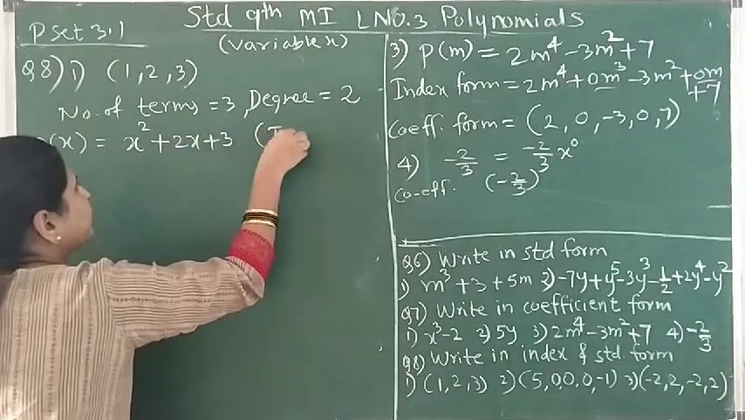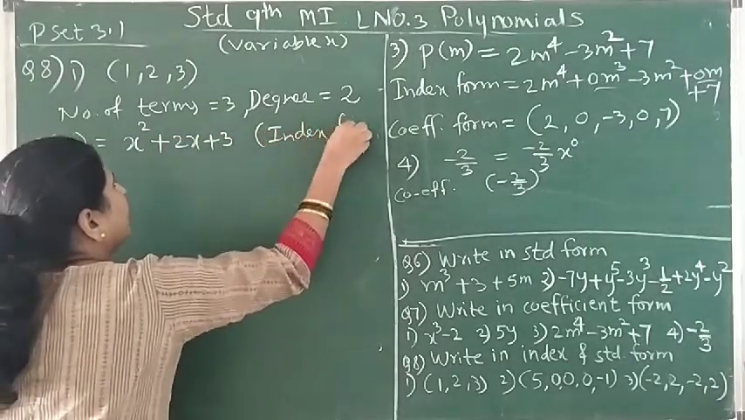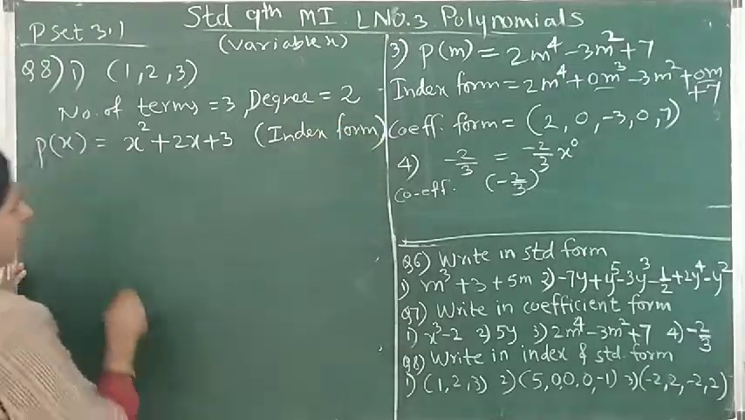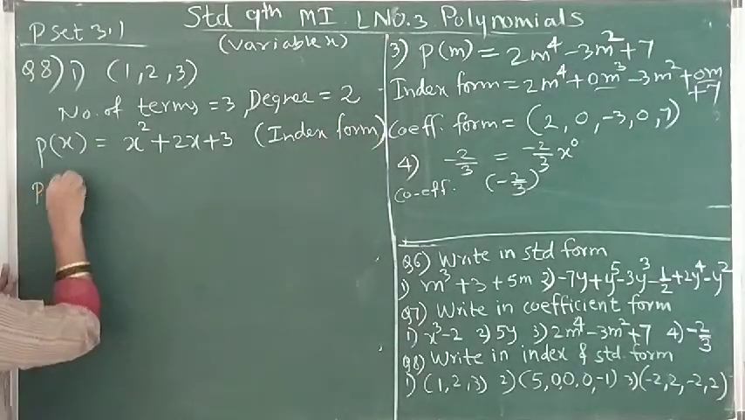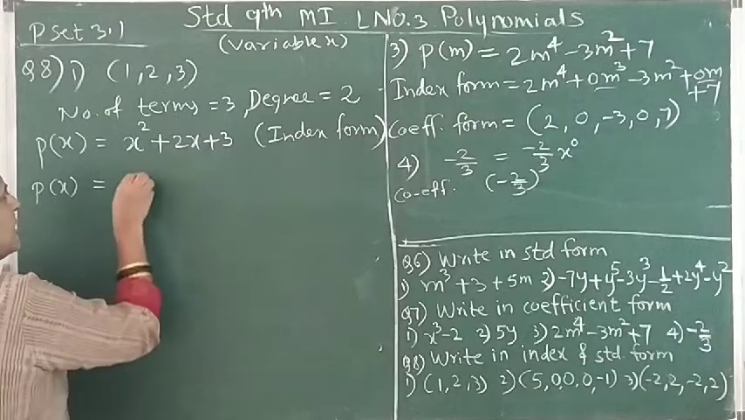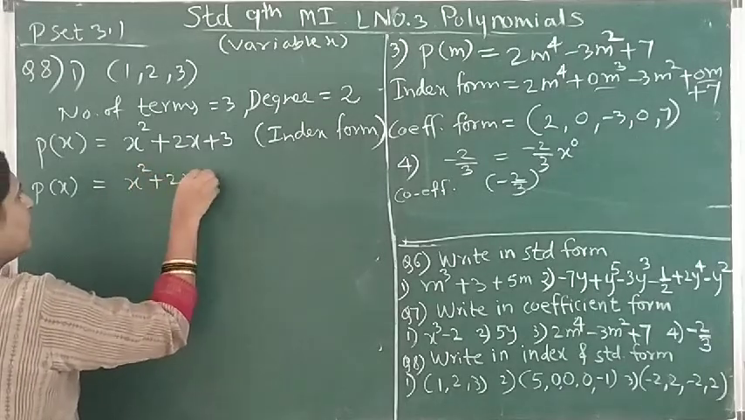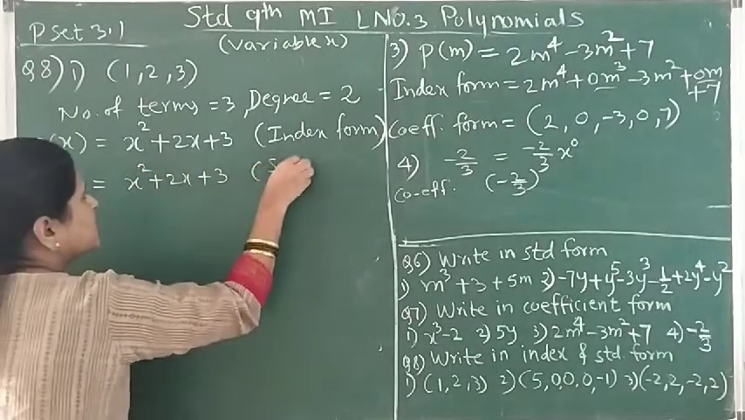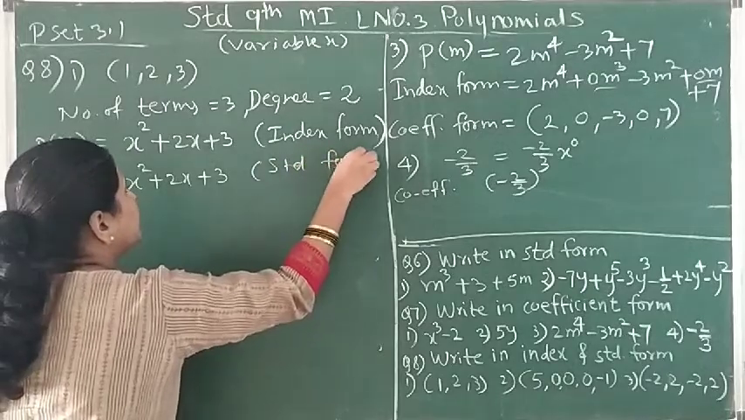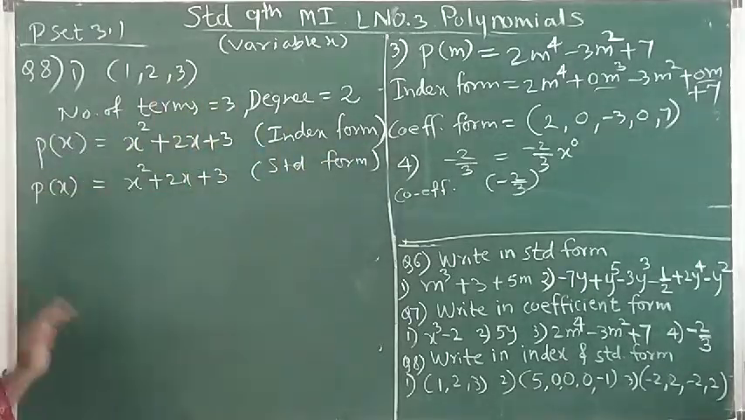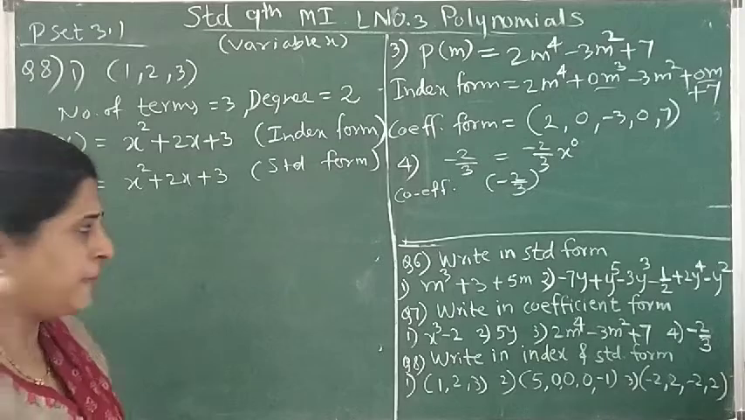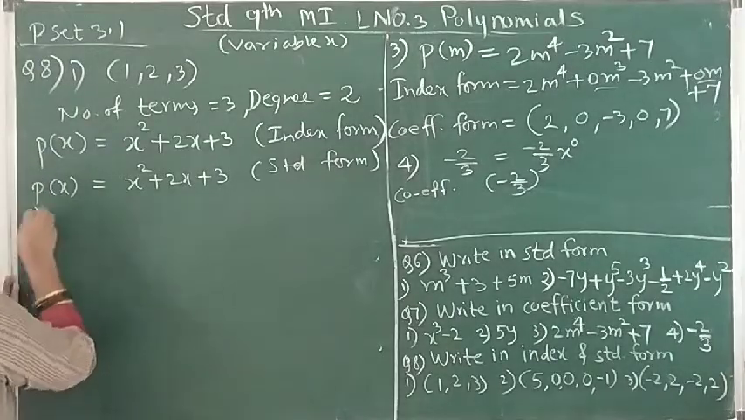This is your index form. And if you want to write it in the standard form, the polynomial in x, the standard form is also going to be the same, x squared plus 2x plus 3. This is again your standard form. As there is no missing term, index form and standard form are going to be the same. Let's come to the second example.